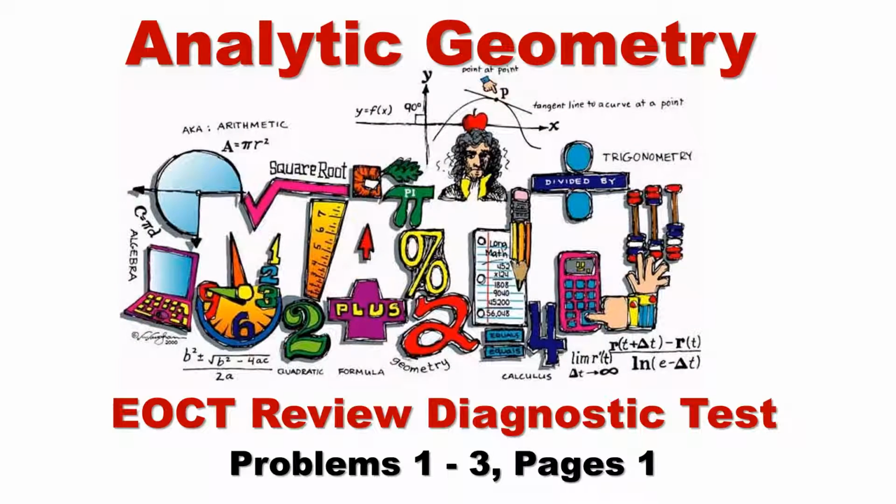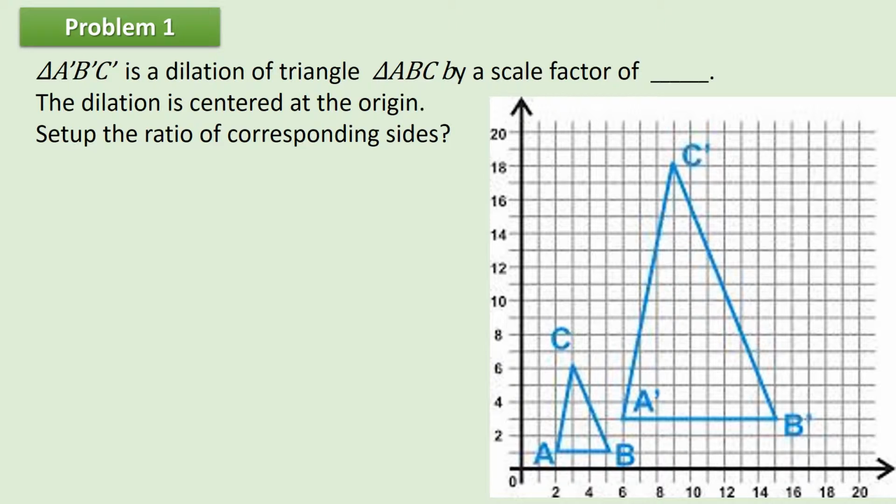Alright, let's get started. Problems 1 through 3 in this video have to do with dilation of geometric figures. So let's start with problem number 1. We are given triangle A prime, B prime, C prime, and it is a dilation of triangle ABC by a scale factor of... well, notice ABC is smaller than A prime, B prime, C prime. So that means our scale factor has to be greater than 1.